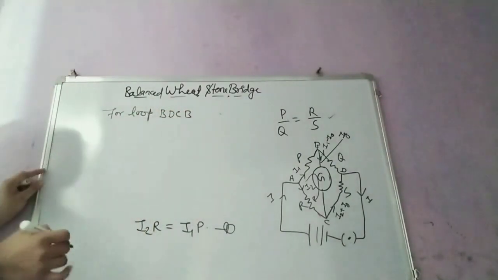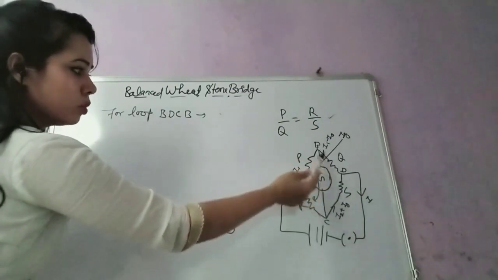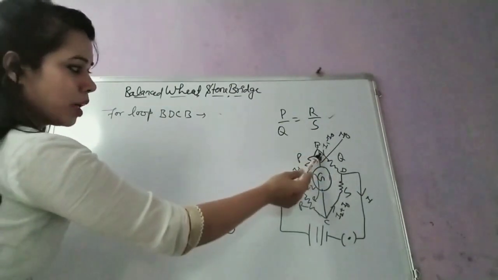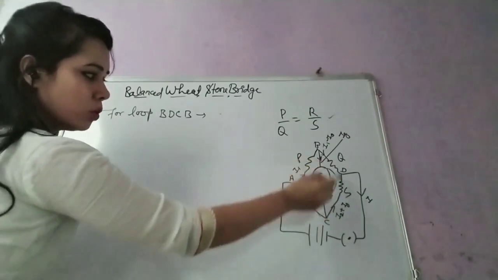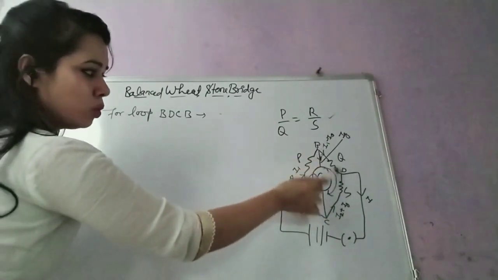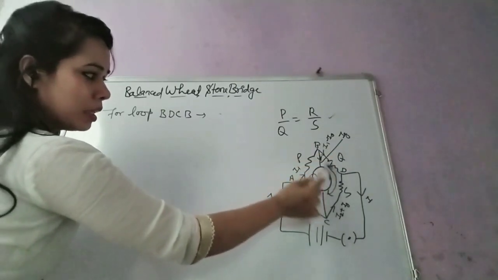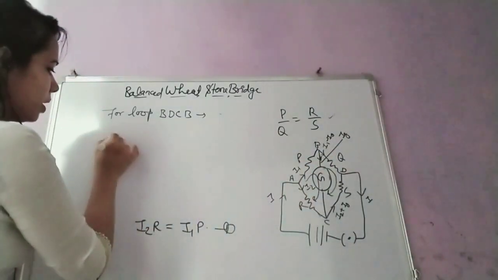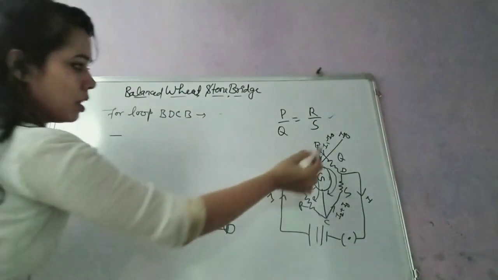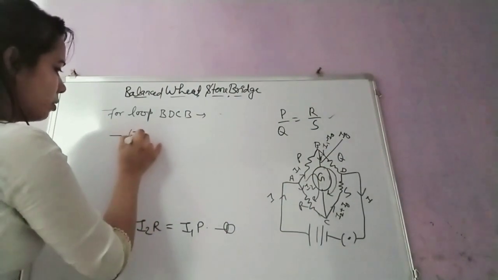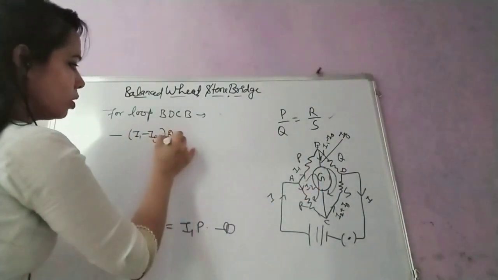BDCB. So for this loop, now I will write. From B you are starting, so B to D. The direction of current is this, and the path we have chosen is also this. So B to D you have moved, the current is I1 minus Ig in this direction. So the same direction of path and current means minus, that is minus (I1 minus Ig) into the resistance Q.